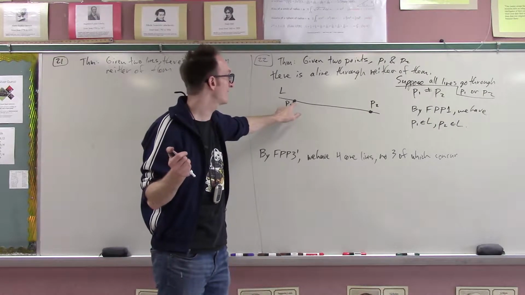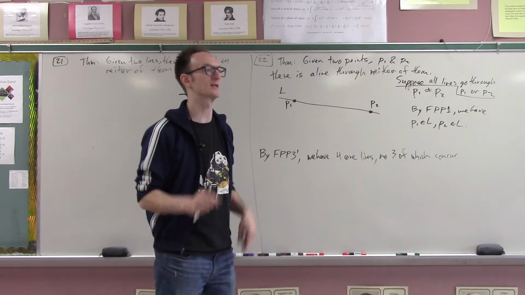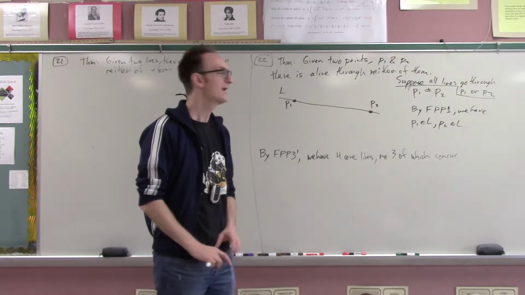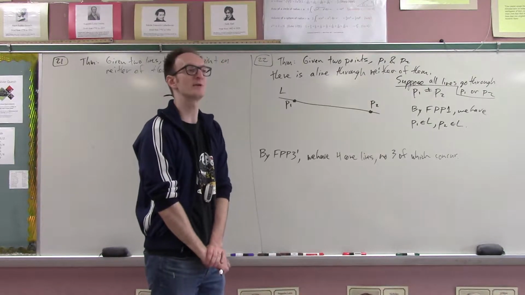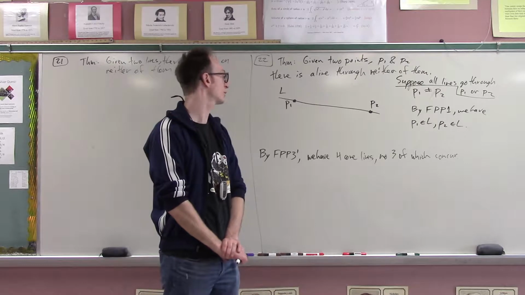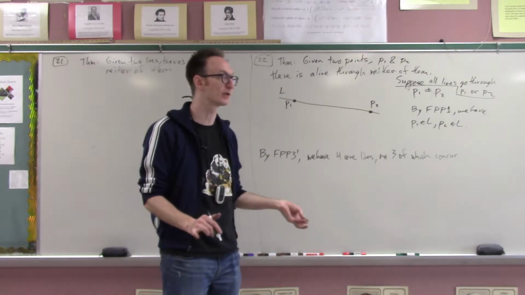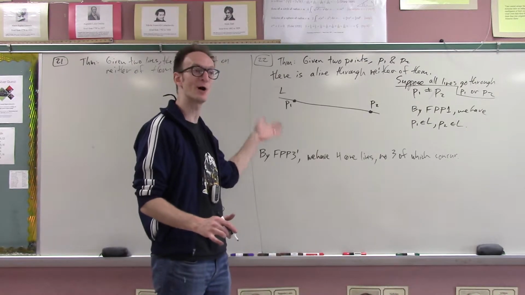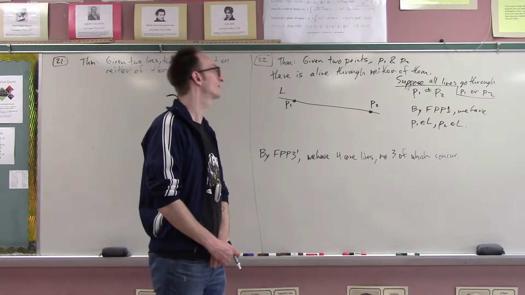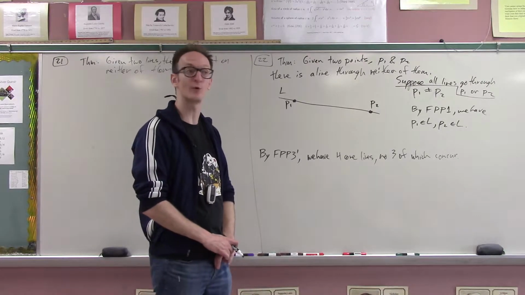Could 3 of the lines go through P1? Also no, because no 3 of the core 4 lines by FPP3 prime can meet at a point. And so in fact, the only possibility, if no 3 of them can meet at P1 and no 3 of them can meet at P2, is that 2 of them meet at P1 and 2 of them meet at P2. Okay? And in fact, L cannot be one of the core 4.